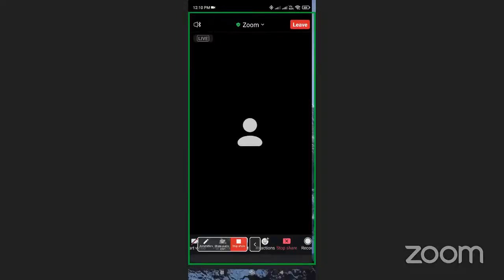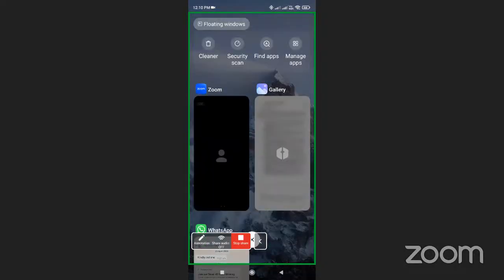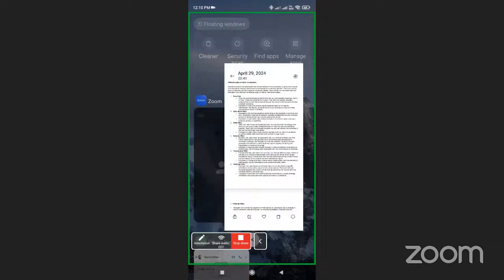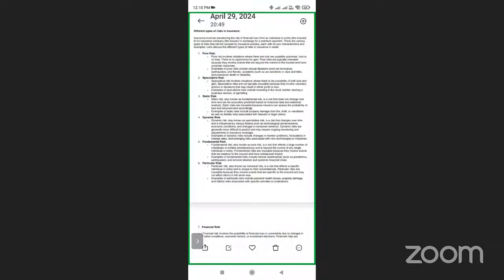Now, coming to the different types of risk in insurance which are supposed to be insurable, I am going to share a slide with you where I have already written the different types of risks which are supposed to be insurable, and we'll discuss them one by one. Is it visible? Yes, sir.